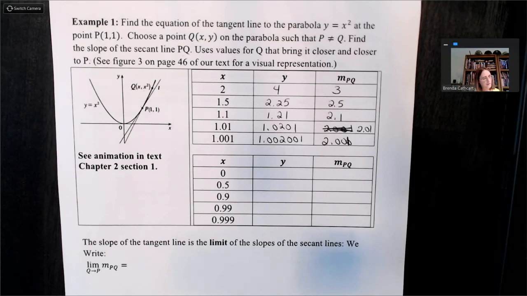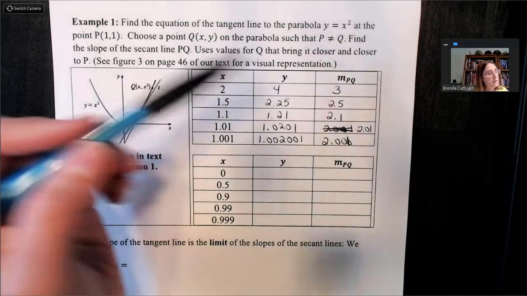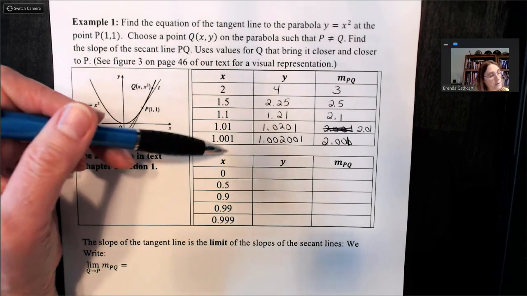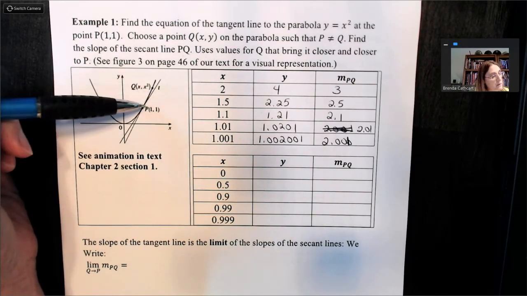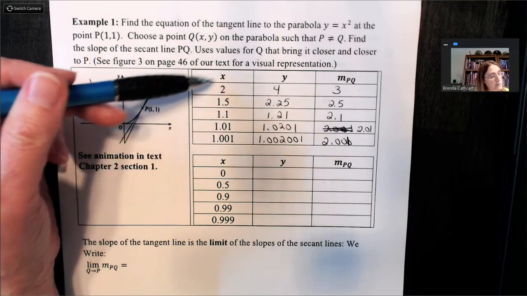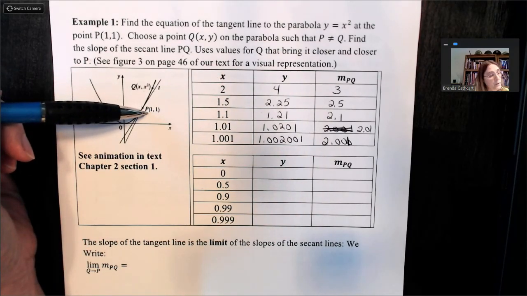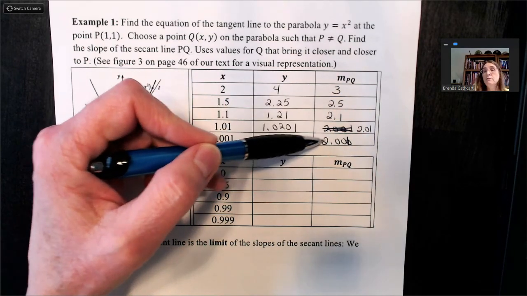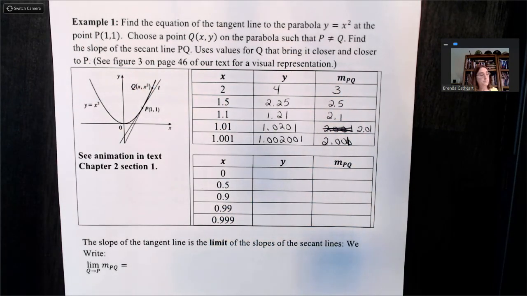Okay. But we can see that as Q moves closer and closer to P from points larger than P, x values larger than the x coordinate of P, we see our slopes gradually go from 3 down to something very close to 2.